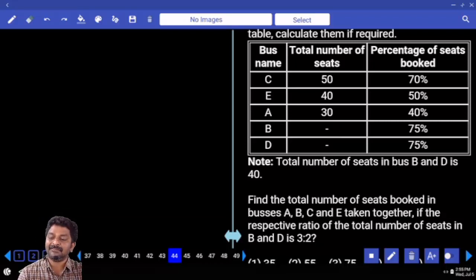Do we really need D value? Because the question is about A, B, C, E. Even if you calculate D value, that is just for fun only.